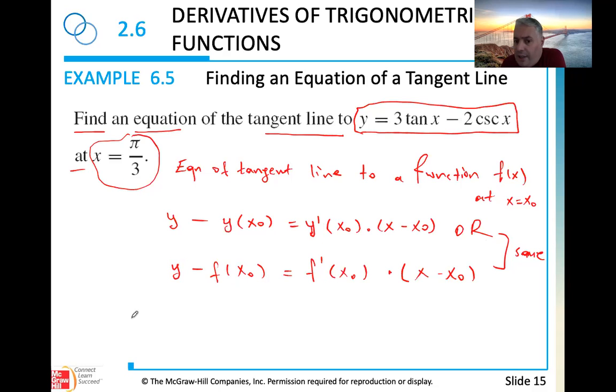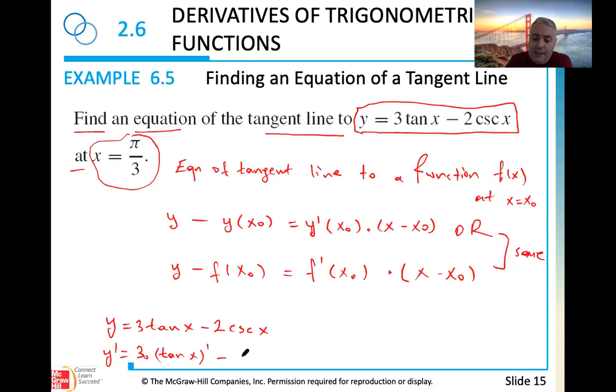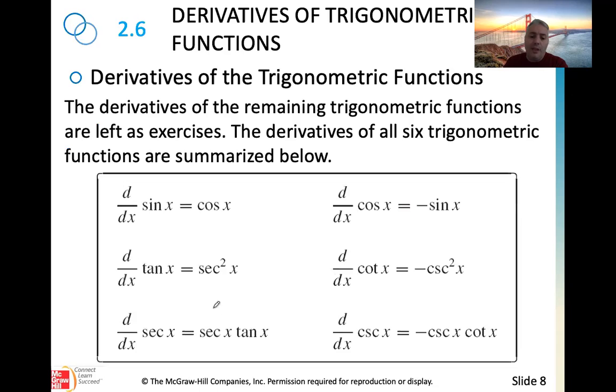So what I need here is the derivative of y, 3 tangent of x minus 2 cosecant x. So what will be y prime? This is 3 times the derivative of tangent x minus 2 times the derivative of cosecant x. So y prime is 3 times, what is the derivative of tangent x? Let us remember. Tangent x derivative is secant squared x.